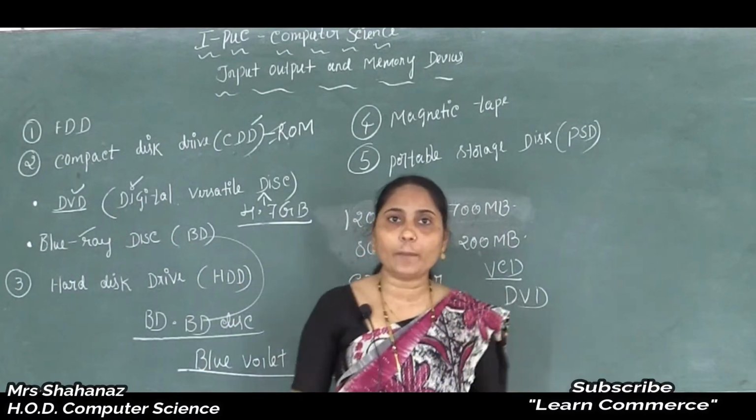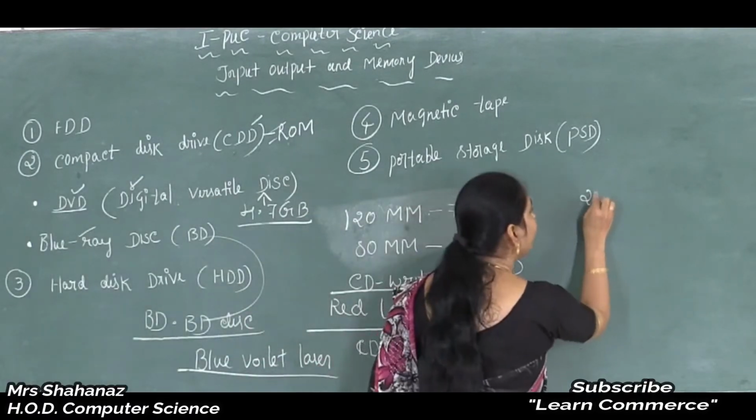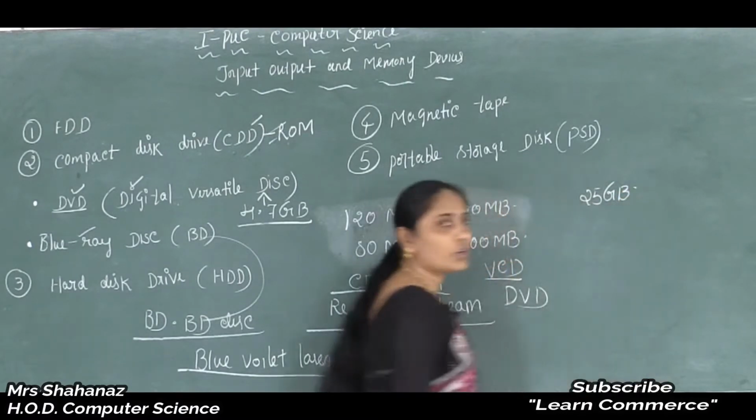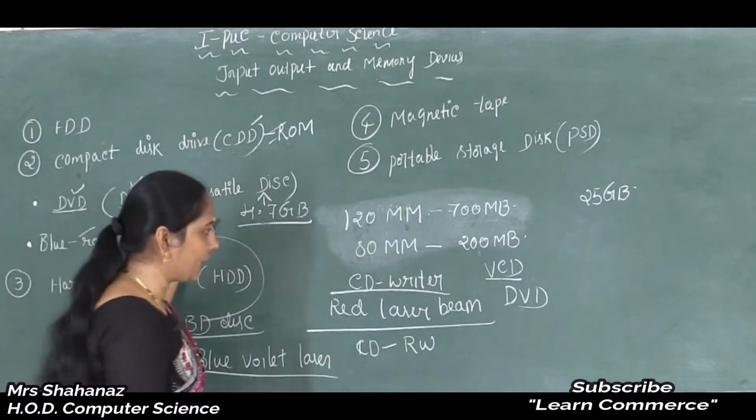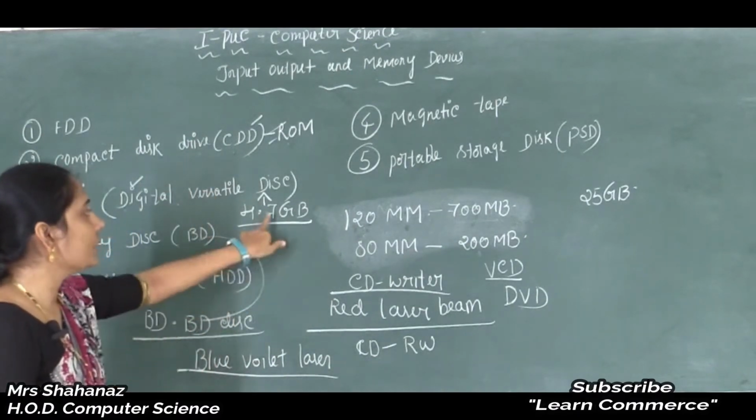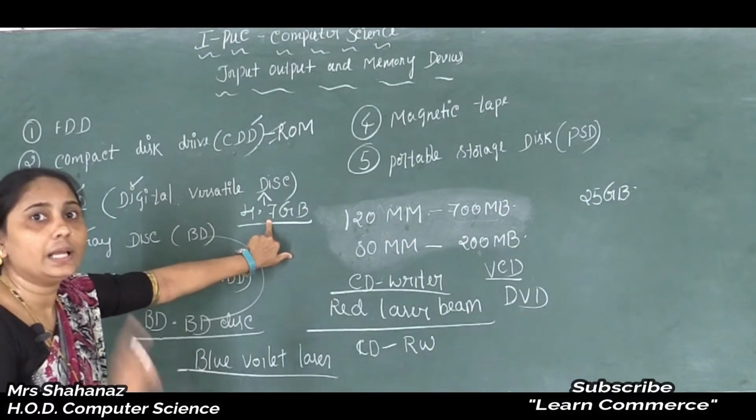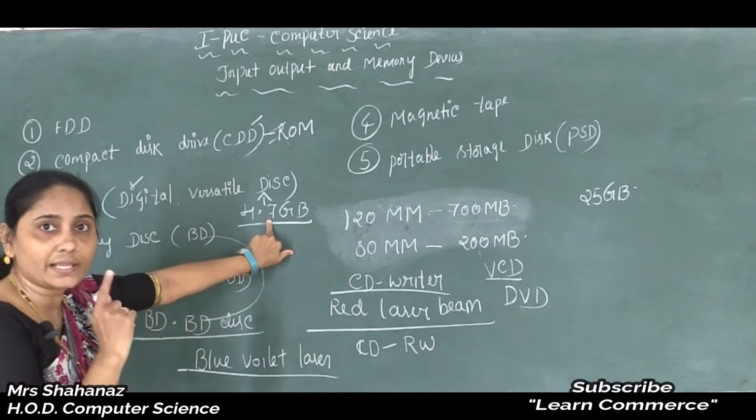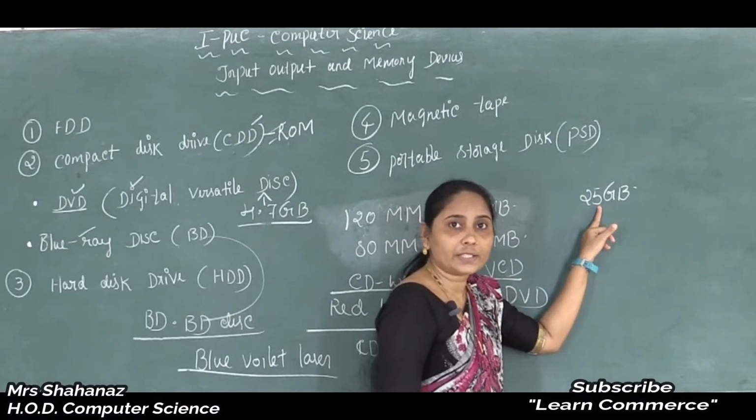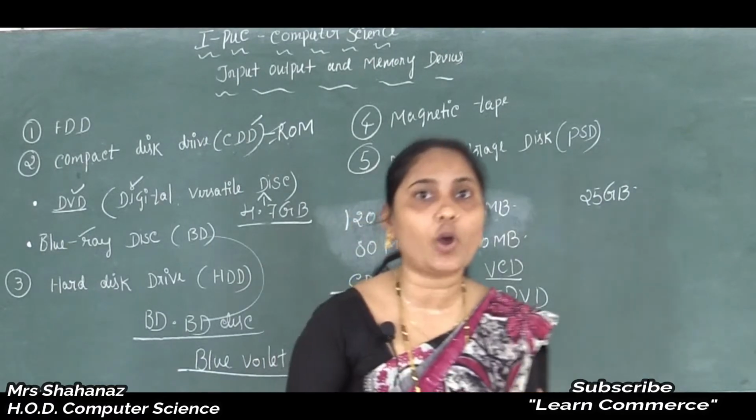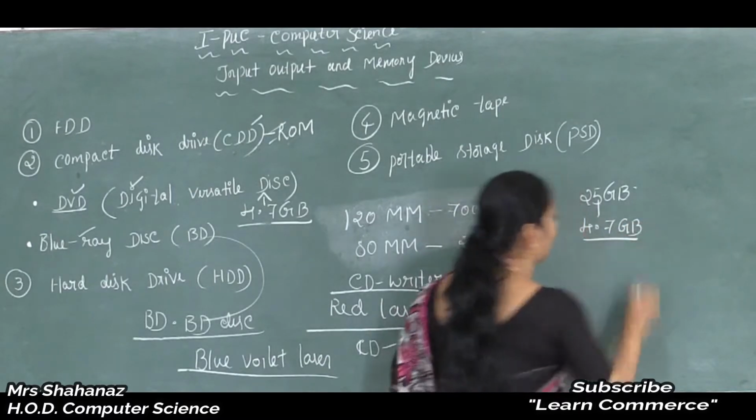And when you compare, a single layer of the Blu-ray disc can store around 25 GB of information. Is this point clear? But we know that a DVD stores, for example, 4.7 GB of information. So a single layer of the Blu-ray disc can store up to 25 GB, while a single layer of DVD can store only 4.7 GB of information. Is this point clear?